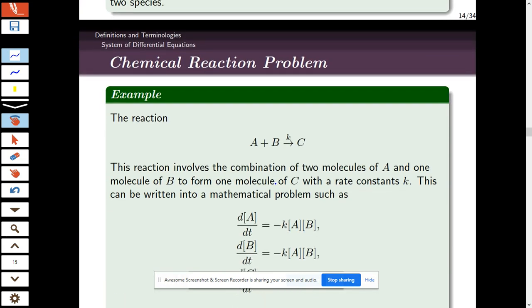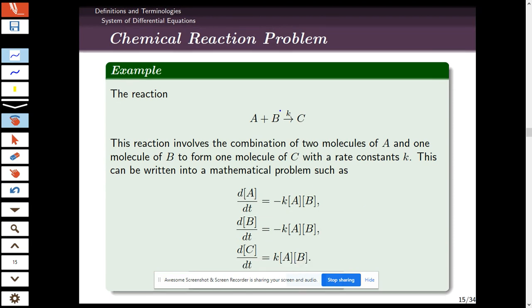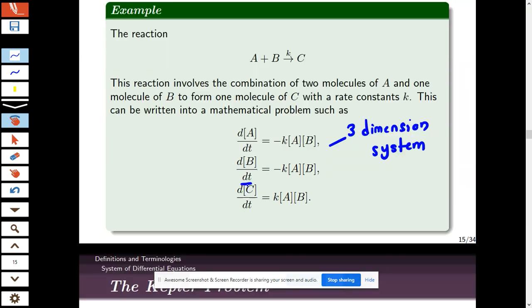Okay, and another example. This is a chemical reaction example. The reaction involves a combination of two molecules, molecule A and molecule B. You can also come up with a three-dimension system, a system of equations. We want to see how the reaction evolves in terms of time. This is also an ODE problem.